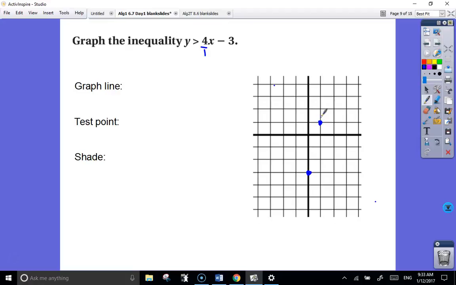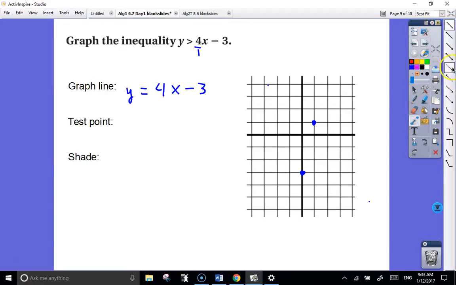Okay, next. So we're going to graph the line y equals 4x minus 3. Next, is it solid or dashed? It's greater than, is it a solid or a dashed line? It's dashed, right? Because it's not or equal to. Or equal to would be a solid line, kind of like the closed circle on a number line. So let me do this with a fancy tool here. No, you're right, dashed. Okay, then test a point.